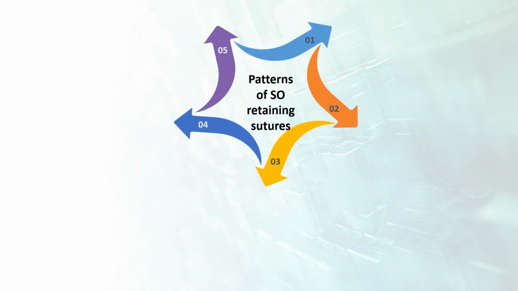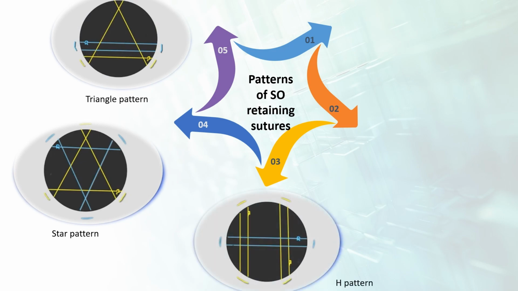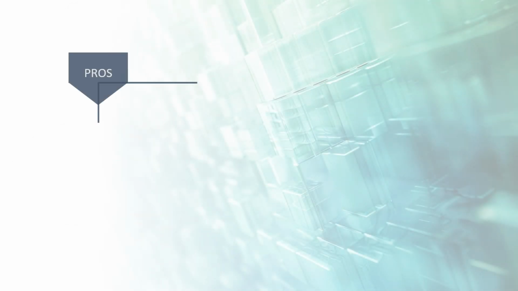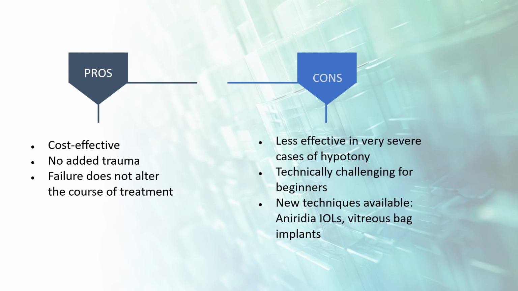There are multiple patterns of silicone oil retaining sutures, namely triangular, star pattern, H pattern, trapezoid and square pattern, which is selected based on the surgeon's convenience. The pros of this procedure are: it is cost effective with no added trauma, failure does not alter the course of treatment. The cons include: it is less effective in very severe cases of hypotony, technically challenging for beginners, and newer techniques available are aniridia IOLs and vitreous bag implants.